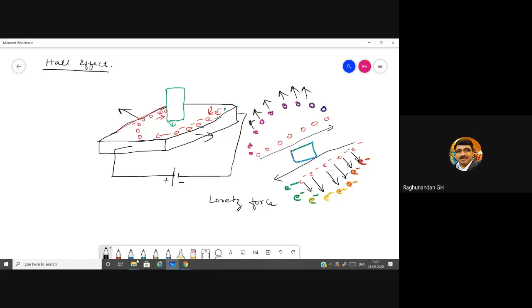Now these electrons are experiencing a force because of the magnetic field. That force is known as Lorentz force. At the same time, I'll take a voltmeter. What is a voltmeter? It measures the voltage between two points. So now I'll connect a voltmeter across the two ends of this semiconductor bar.